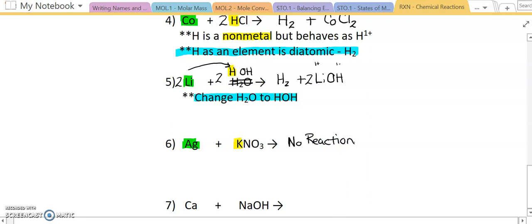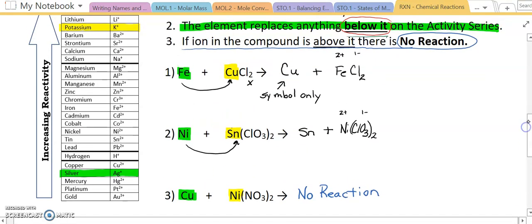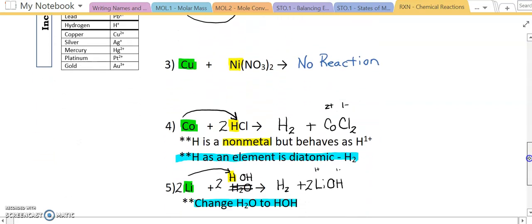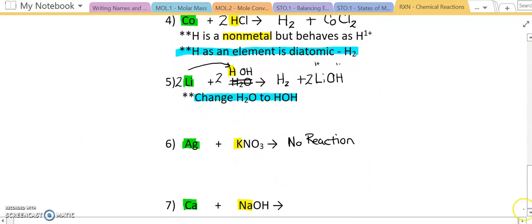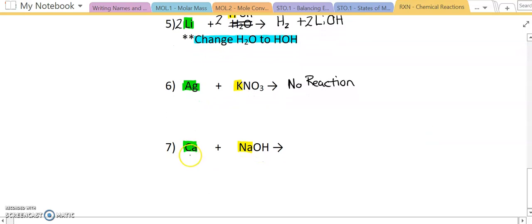And the last one, my element is going to be calcium. And calcium is trying to replace sodium. So I'm going to go up to my activity series, and I am going to find calcium. And calcium is near the top, and it's trying to replace sodium. The element will replace any metal that is below it in a compound. So when I take a look at this, the reaction does happen. And if this reaction does happen, I'm going to have calcium come in, and calcium is going to dump sodium.